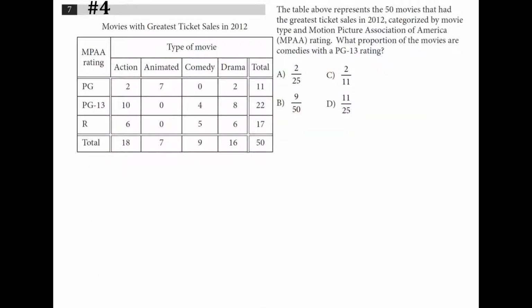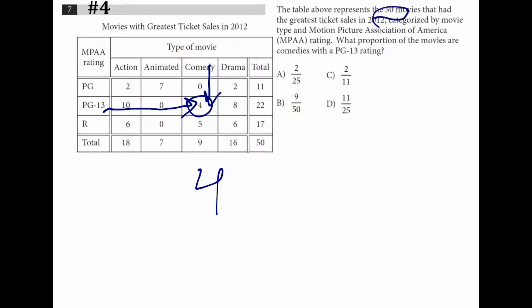Number 7. The table above represents the 50 movies that had the greatest ticket sales in 2012, categorized by movie type and the Motion Picture Association of America rating. What proportion of the movies are comedies with a PG-13 rating? So if I look at the comedy column and follow that down, and the PG-13 row and follow that over, where they meet is at the number 4.